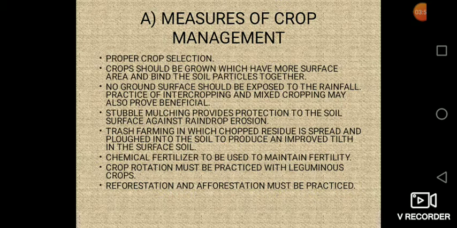And now, stubble mulching to protect the soil surface against rain erosion. Trash farming, in which the chopped residue is spread and plowed into the soil to produce an improved tilth in the surface soil. Chemical fertilizers should be used to increase the fertility of the soil. Crop rotation should also be practiced so that the nitrogen content of the soil is very high. Reforestation and afforestation must also be practiced to maintain healthy soil fertility, bind the soil and reduce soil erosion.